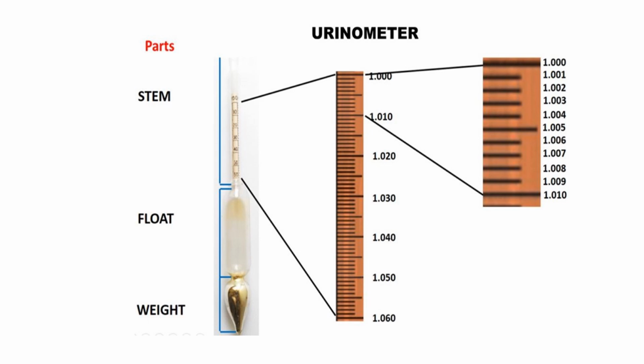Now, whenever you are measuring specific gravity, you have to look at the lower meniscus. So, we will also be showing you a live demonstration of carrying out specific gravity measurement with the help of urinometer.